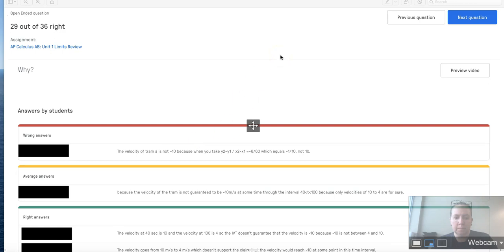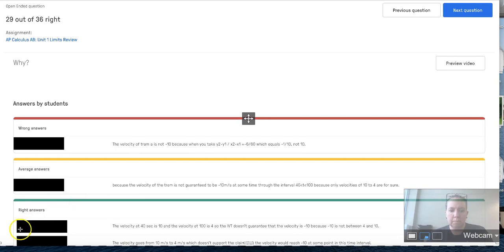So that's a little bit about EdPuzzle. I hope some of you are able to find it as useful as I have found it.